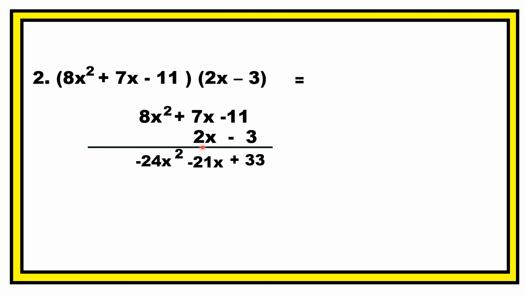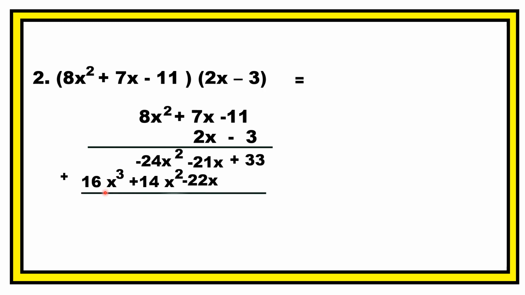Next, multiply na natin yung 2x. So, 2x times negative 11, the answer is negative 22x. So, dito natin ilalagay sa tapat ni negative 21x kasi like terms sila. 2x now times positive 7x is 14x squared. So, i-align natin sa negative 24x squared kasi like terms sila. Then 2x times 8x squared is equal to 16x cubed.